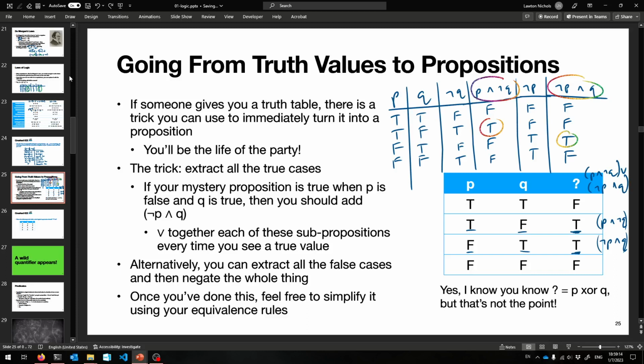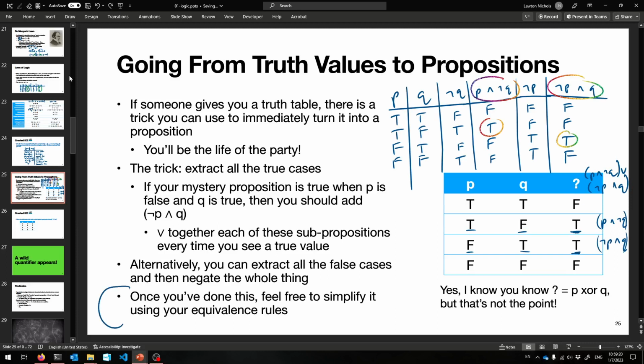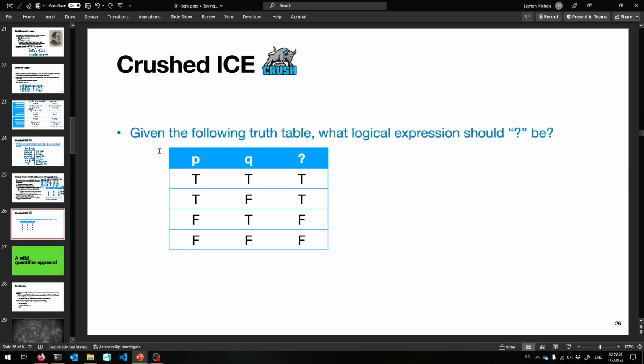And then you've come up with this. I know this is exclusive OR, so it better simplify to that eventually. But now you have something to simplify. Okay? You're not just scratching your head. So that's how you come up with a proposition from a truth table. Not too bad. So please try that with this. What should this question mark be?